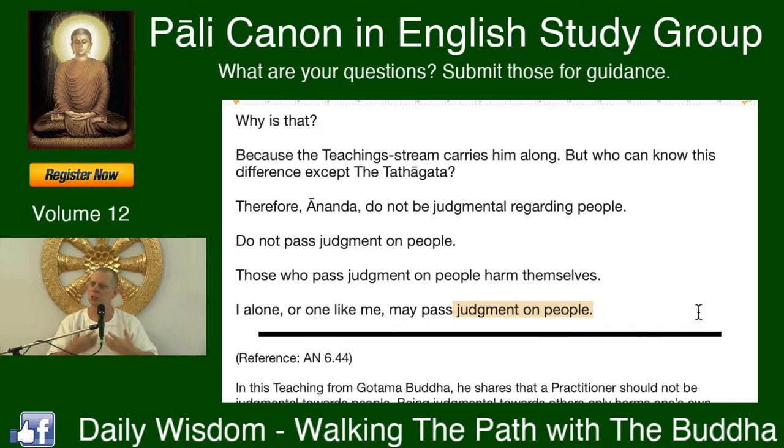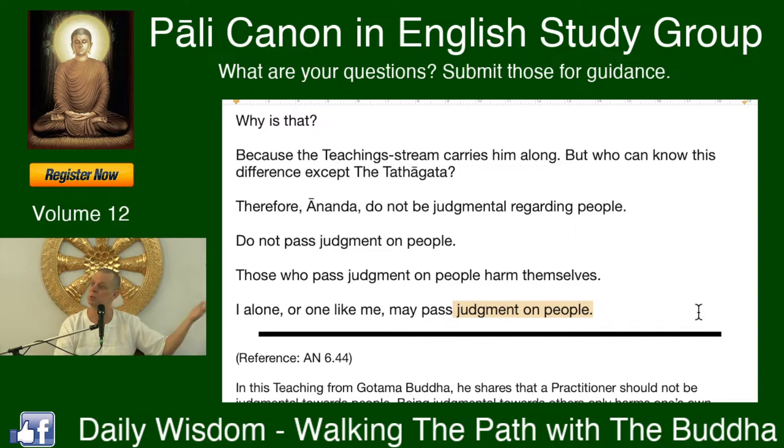So he's saying it's me or one like me that is able to determine what stage of enlightenment somebody else is in. And he's doing that for a specific reason, in order to help them continue to grow and develop. But one student trying to measure and compare another student, there's no benefit in that. It's actually harmful to the mind.